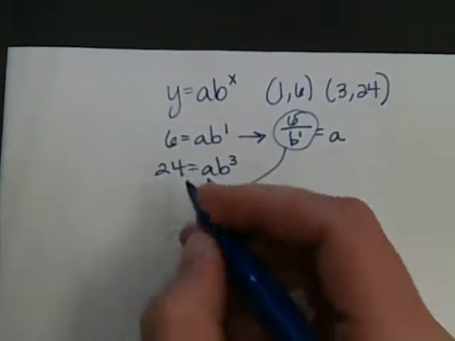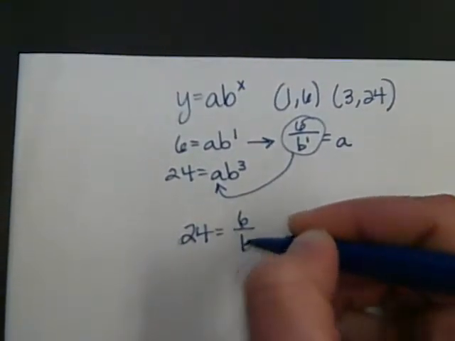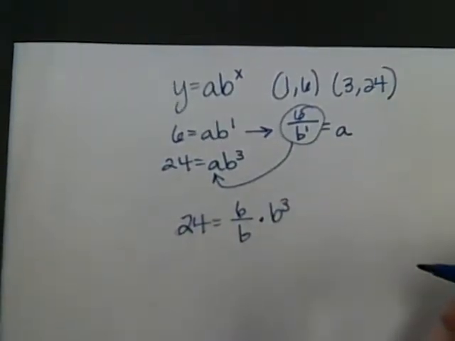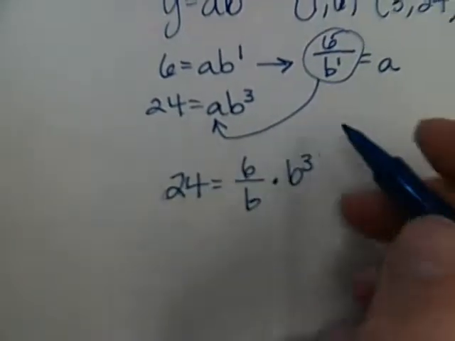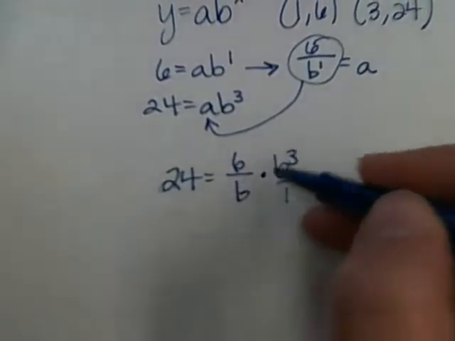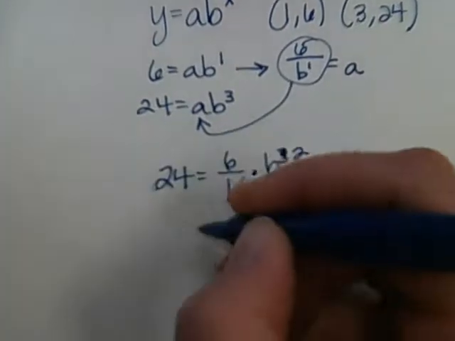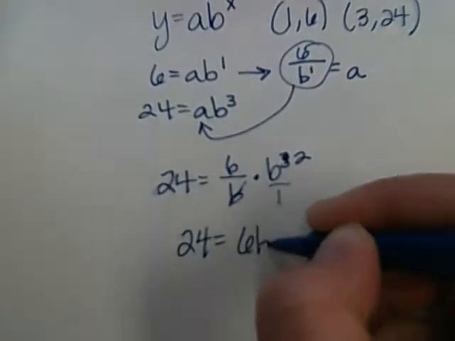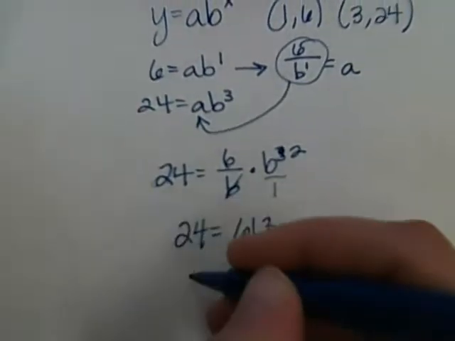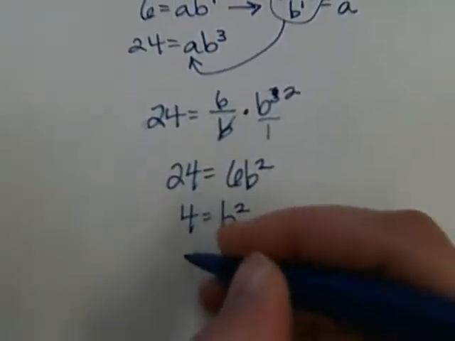So I have 24 equals 6 over b, remember that's the same as b to the first, times b cubed. Now if we think about power rules here and how we multiply fractions, we can cross cancel. We can think of this as over 1, and we can cross cancel here. There's 3 on top and 1 on the bottom, so that leaves me with 2 up top. So 24 equals 6b squared. And then I want to solve for b, so I'm going to divide by 6. If I take the square root, b equals 2.